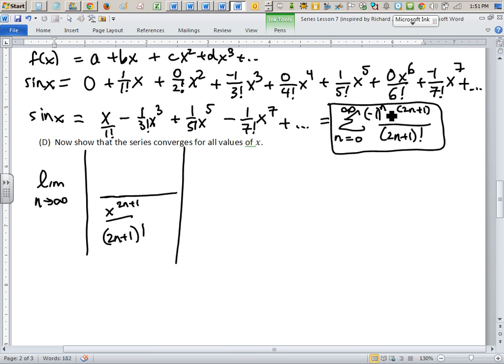If you plug in 0, it's going to give you positive. Does that match up well with our series? Is our first term, the 0th term, positive? Seems it is. Okay, so this is a good alternator to use for that.